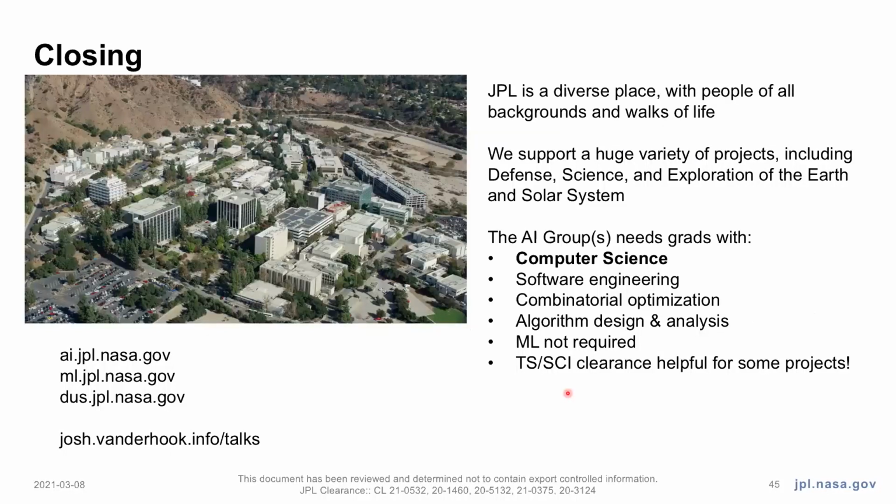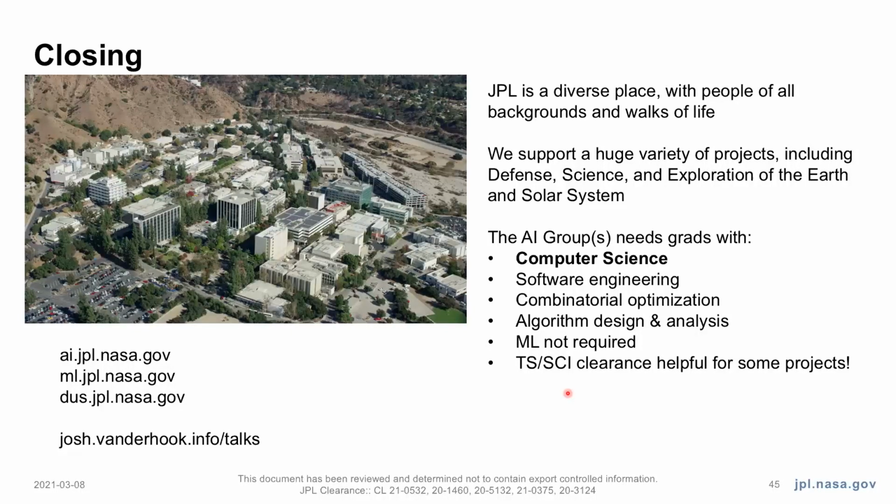Okay, so I think that basically wraps up everything that I wanted to say. I do want to say that JPL is a very diverse place. We've got people of all backgrounds, all walks of life. The fact that I work there tells you that there's all kinds of backgrounds. We support a huge variety of projects: defense, science, exploration of the Earth, exploration of the solar system. And AI at JPL tends to be what you might think of as computer science. It involves a lot of software engineering, combinatorial optimization, AI, algorithm design and analysis.